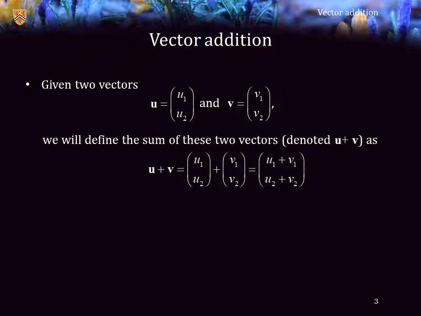Given the two vectors u and v, we will define the sum of these two vectors, and we will denote this as u plus v, as follows. U plus v is equal to that vector that adds the first components of each of the two vectors, and the second component is equal to the sum of the second components of each of the two vectors. Easy enough. So basically we just add the first entries and we add the second entries.